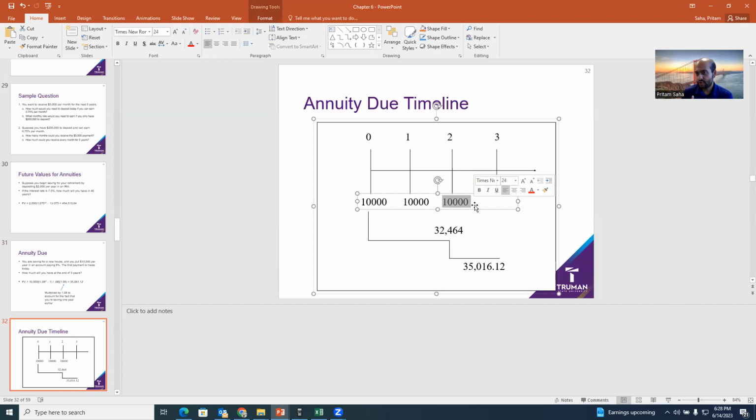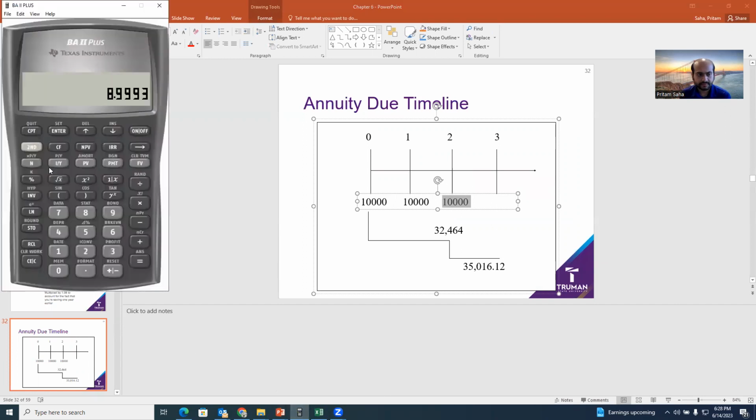Now, if you want to use the financial calculator, your first job is to change the mode. So what you're going to do is hit second, hit payment, second. Did you see that BGN? BGN means beginning. You can also see BGN here.